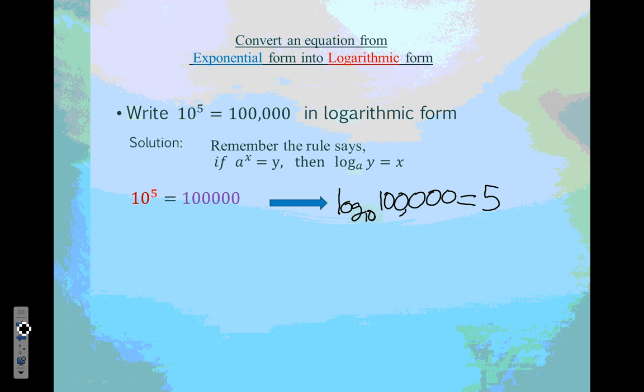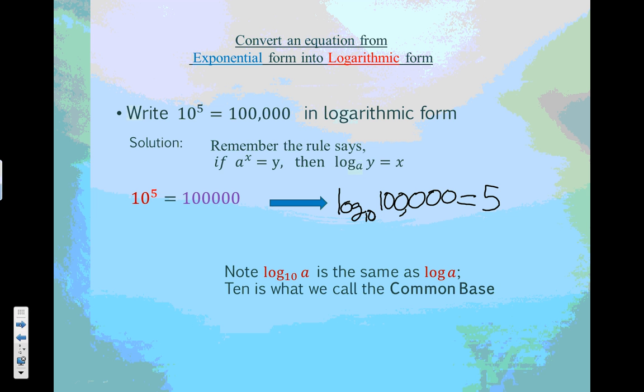You can write this in a simpler form. You need to note that whenever you have log base 10 of a, it's the same as log of a. You say to yourself, how is that possible? It's called the common base. Whenever you have a base of 10, you call it the common base. So instead of writing log base 10 of 100,000, you can just say log of 100,000 equal to 5.